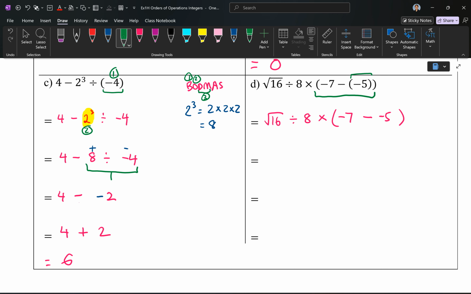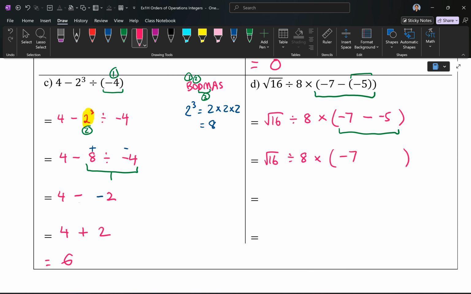So here again, we do brackets again. So in brackets, let's work that out. I keep everything else the same. Root 16 divided by 8. See how I'm just repeating it? I'm writing exactly what I see. There's the times. Now let's work this one out. Inside the brackets, I have negative 7 minus negative 5. What's negative 7 minus a negative 5? What's that the same as?